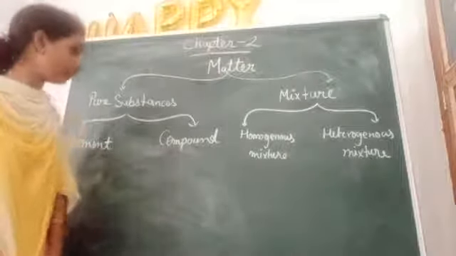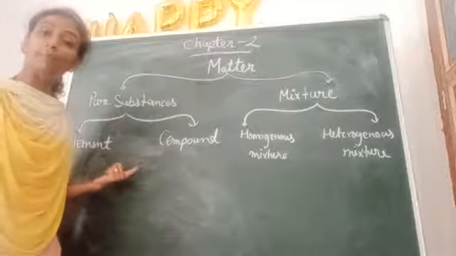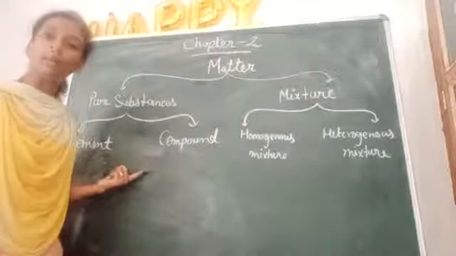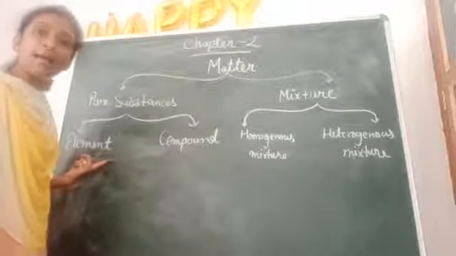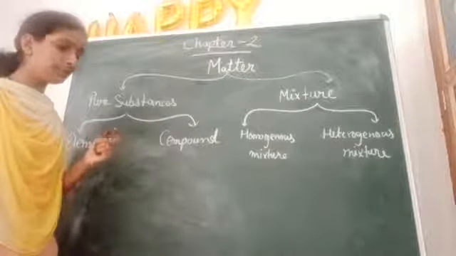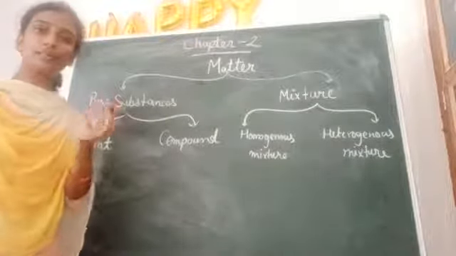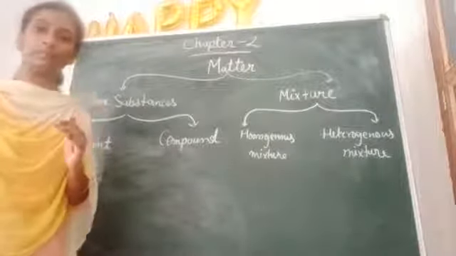Element and compound. Elements are like hydrogen, sulfur, magnesium, iron, copper, nickel. So those are examples of elements. Elements are made up of only one kind of atoms. Suppose it is a piece of gold, it will be made up of gold atoms only.